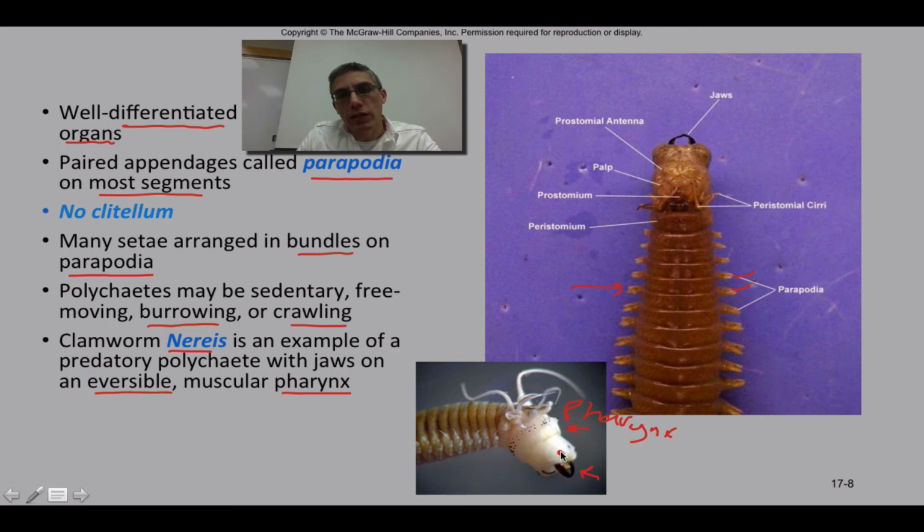And basically, most of the time, when you look at the jaws or the pharynx of this animal, it's found contained within that head region. But when these animals prey on other animals, they're going to protrude that pharynx and, in essence, protrude those jaws and use those as well. And so that's what they mean by an eversible type of jaw.